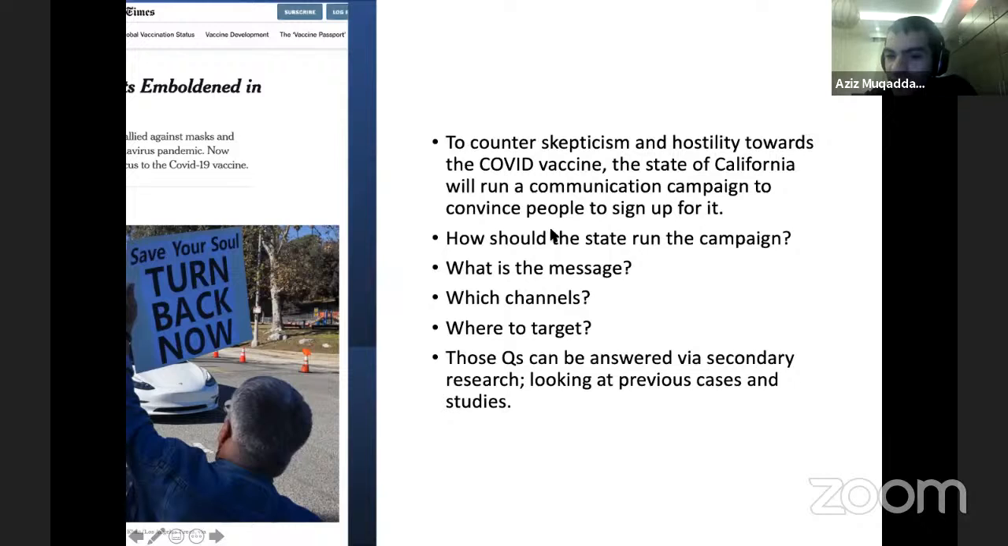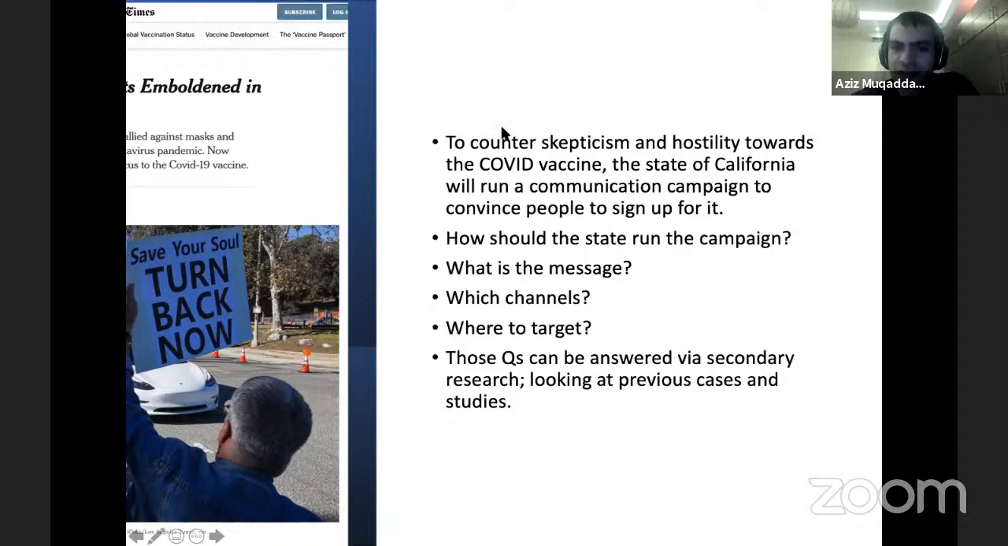So that will make them deal with multiple questions. How should the state run the campaign? What budget should they assign for it? How many elements do they use? How many channels? What are the channels, right? Is it going to be TV, social media, radio, billboards, all of the above? And if it's all of the above, which proportion could be given to whichever channel, right? So that's the question.